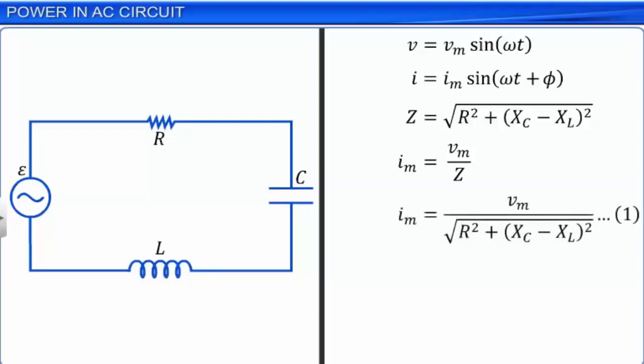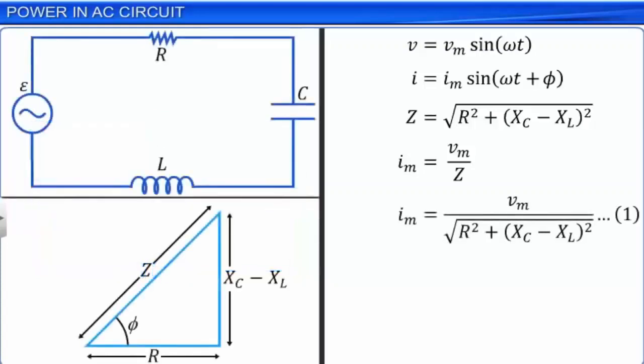From the impedance diagram of an LCR circuit, tan phi is equal to (XC minus XL) by R. Let this be equation 2. And cos phi is equal to R by Z. Let this be equation 3.